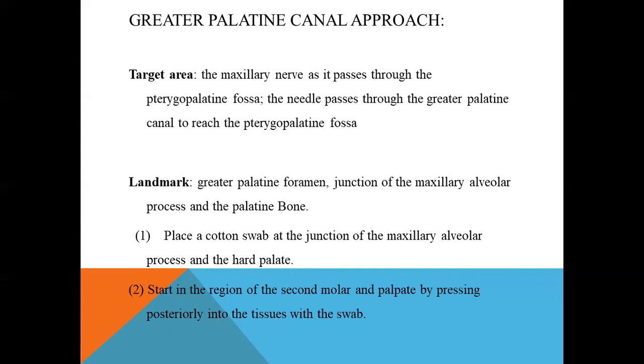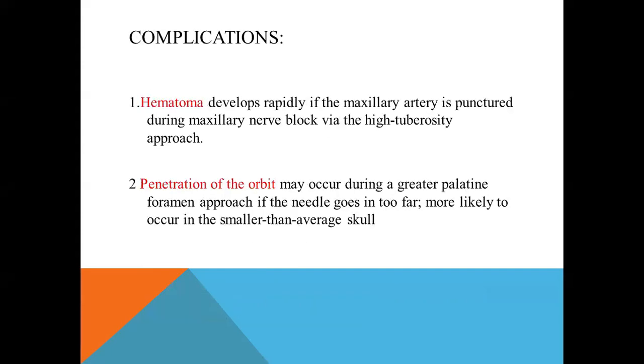Greater palatine canal approach: the target area is the maxillary nerve as it passes through the pterygopalatine fossa. The needle passes through the greater palatine canal to reach the pterygopalatine fossa. The landmark is the greater palatine foramen, at the junction of the maxillary alveolar process and the palatine bone. Place a quadrant swab at that junction. Start in the region of the second molar and palpate by pressing posteriorly into the tissues with the swab. Complications are hematoma and penetration of the orbit.